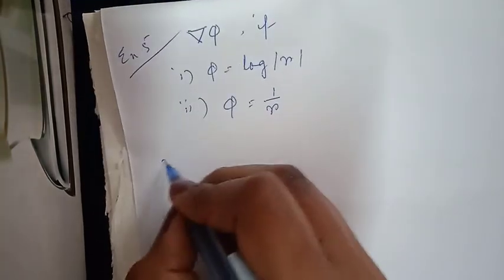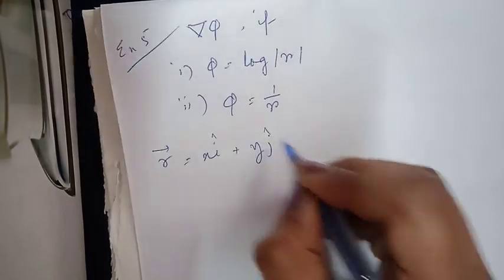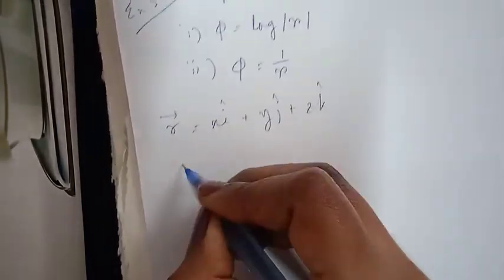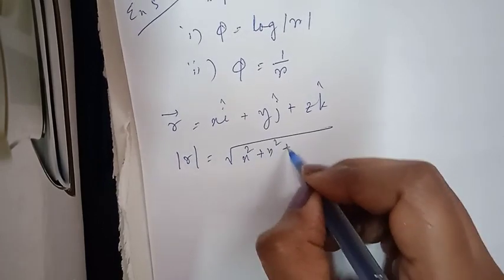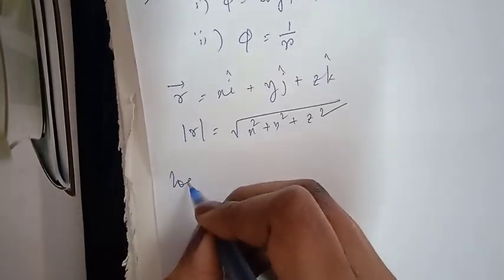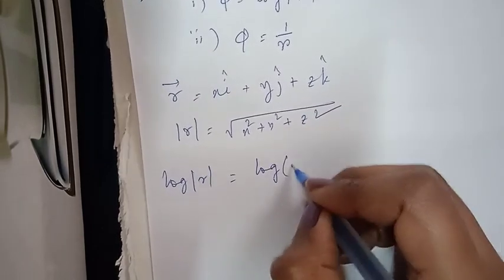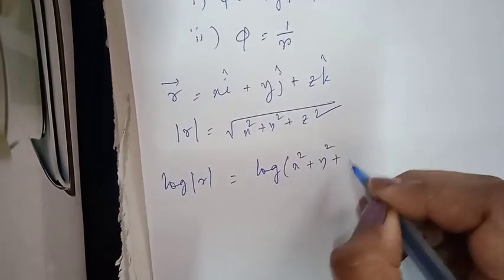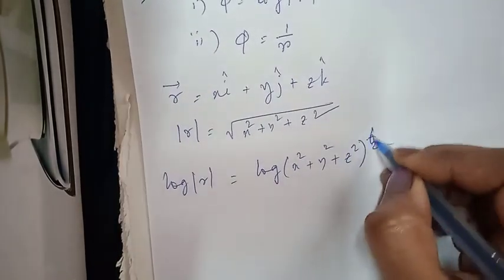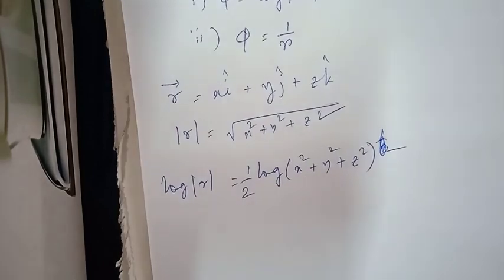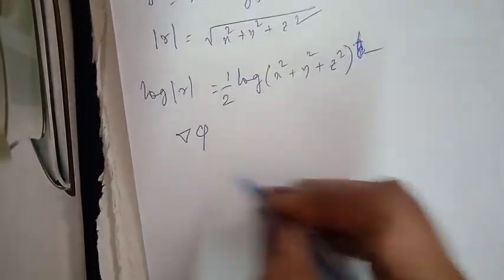We need to take R as xi cap plus yj cap plus zk cap. Then mod R is root over x square plus y square plus z square. Log mod R will be log of root over this whole thing, that is, x square plus y square plus z square, whole to the power half. Now we know by the log property we can put that half over here. Okay, now we need to consider grad phi.